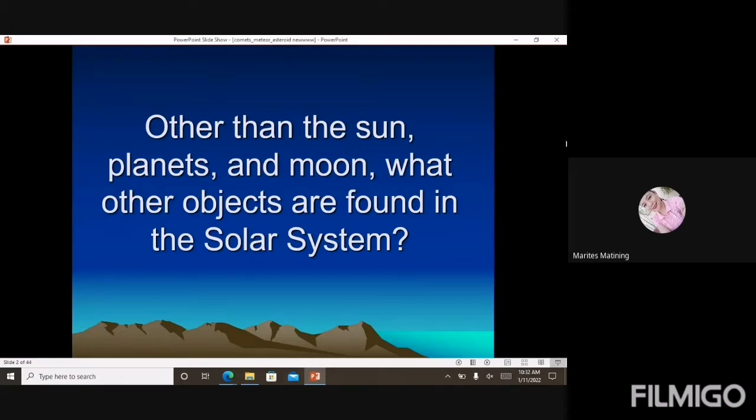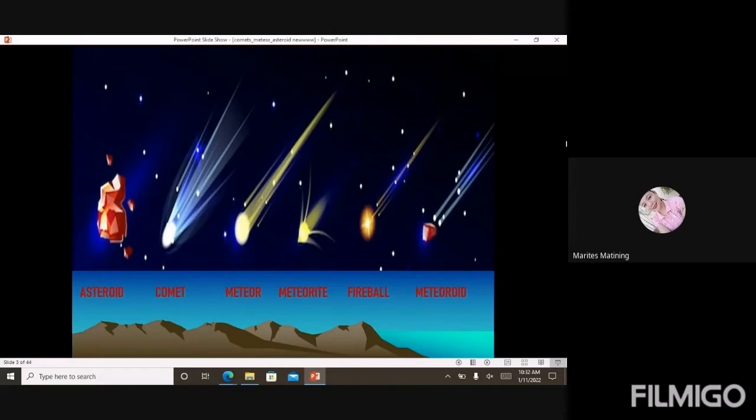You have rocks like asteroids, meteors, and comets. So what really is the difference between these three? We have asteroid, comet, meteor, meteorite, fireball, then meteoroid. Any idea what the difference of the three is? Let's look at just the asteroid, the comet, and the meteor. Do we have an idea what the difference is?